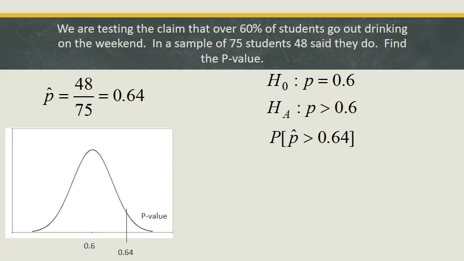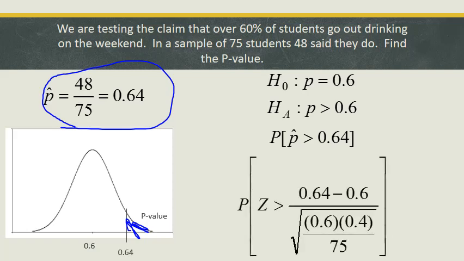Our sample proportion p hat is 48 out of 75, or 0.64. The p-value is the probability of getting a result as or more extreme than this, so that is the area in the right tail beyond 0.64. To find this probability, you create z by subtracting p and dividing by the SD. Note that p is equal to 0.6 under the null hypothesis, and it shows up in the SD too.